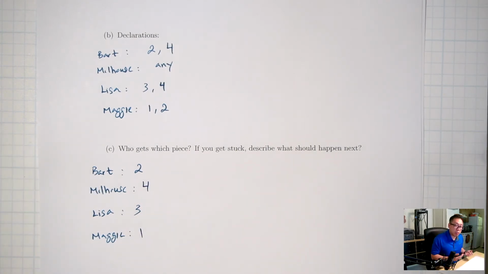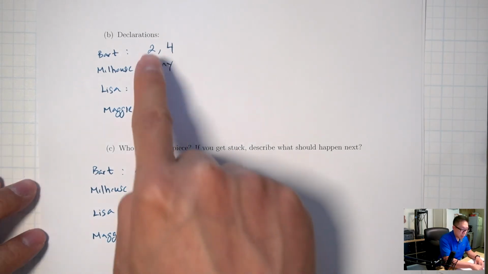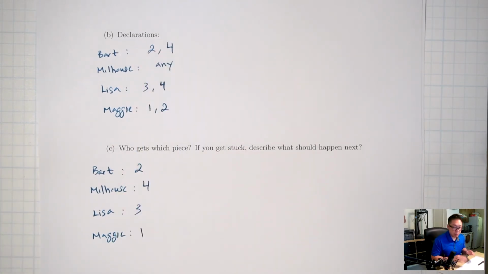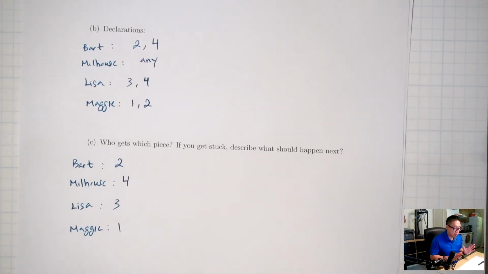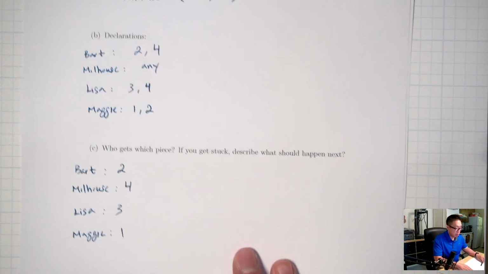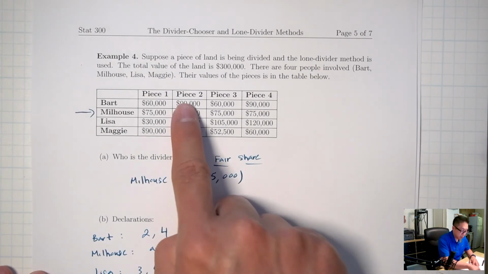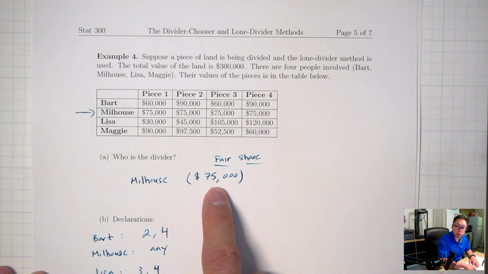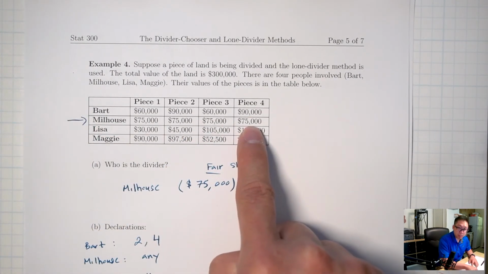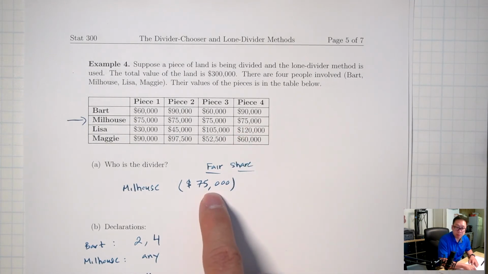There's multiple answers here that would work. So we would just want to give everybody a piece on their list. That's it. And we're not looking at the numbers here, right? I just want to give everybody a piece that they would accept. So Bart got piece 2, which was worth $90,000 to him, right? He's happy because it's more than what he deserves. Milhouse got piece 4, which was $75,000. He's happy because it's $75,000 or more.